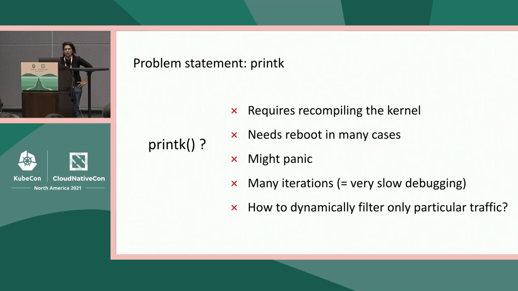Moving on to traditional logging-based methods, whenever developers don't have access to a good debugger, they always rely on logging-based debugging. The kernel exposes the printk function, which you can use to add debugging statements in the kernel code. But it requires recompiling the kernel, and in many cases, a reboot. So it's not a viable option in production environments. If you're not careful with your debug statements, it can cause kernel panics. In short, it has very slow debugging cycles because it requires many, many iterations. Let's say you ruled out that DNS is the issue here, and you now want to trace packets going to the Kube API server. You can't easily do that.